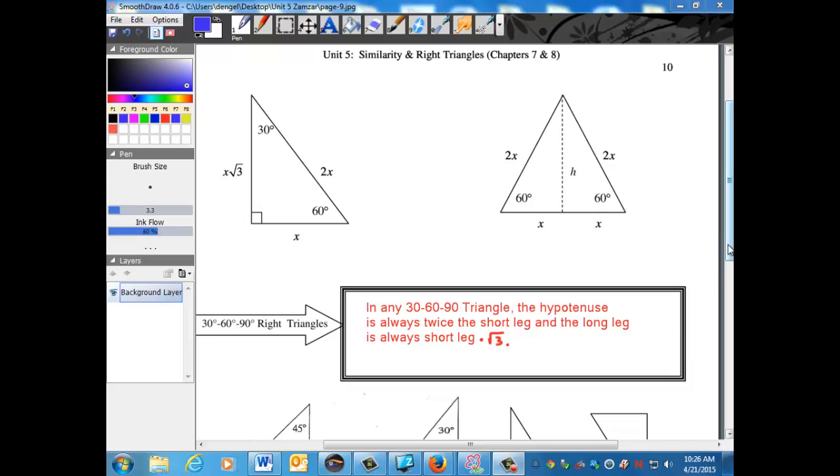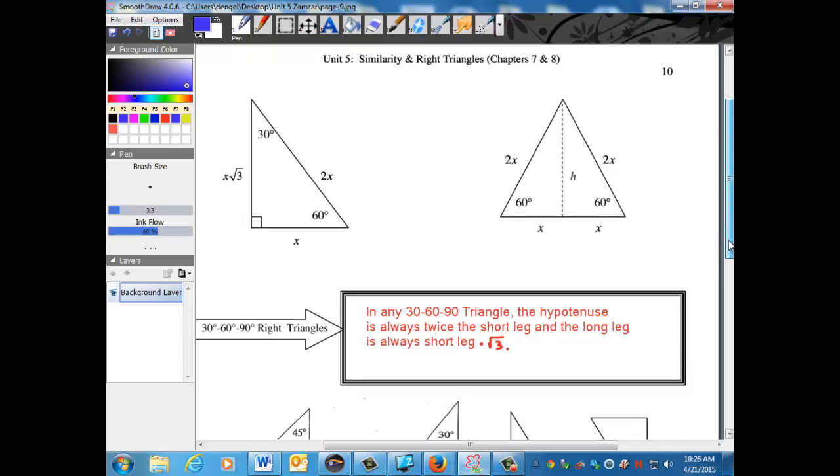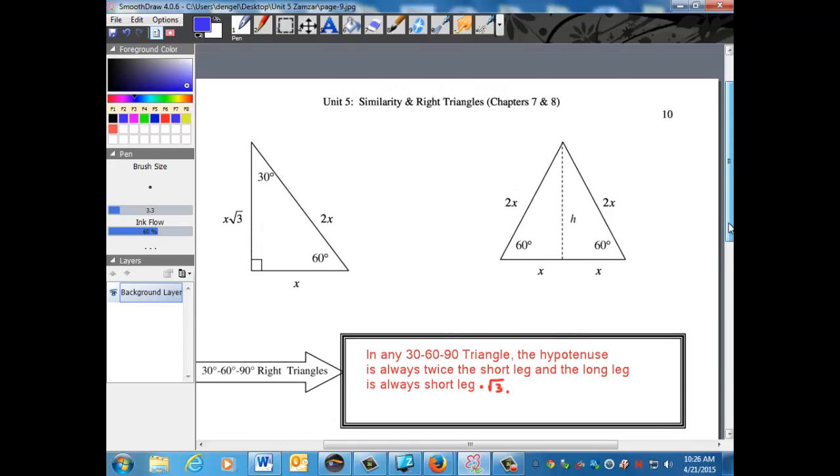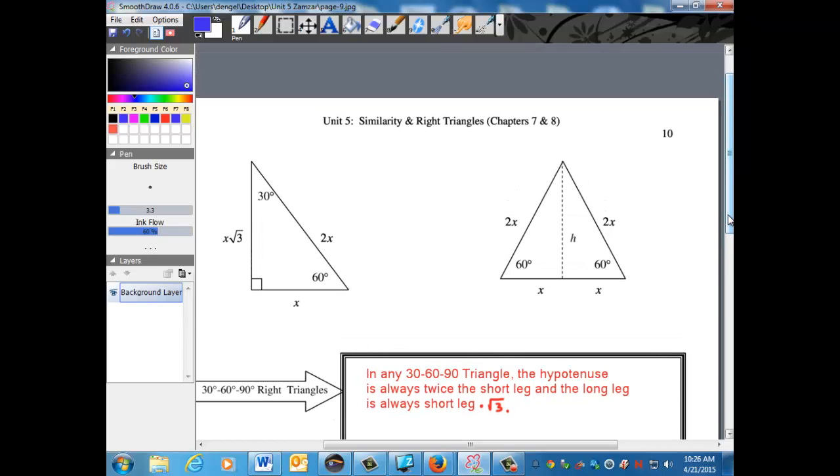Welcome back to geometry. We are at section 8.3. We're going to learn about 30, 60, 90 right triangles. Over to the right, we have this drawing, and I want you to understand where this drawing comes from.